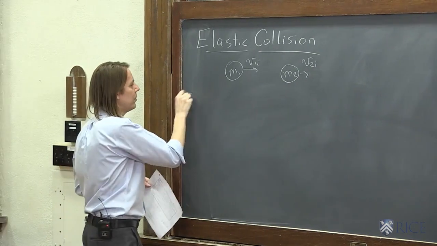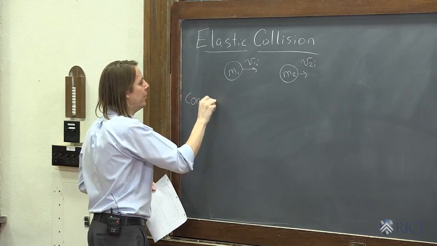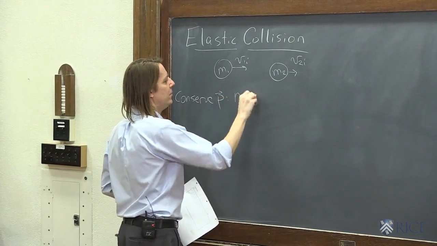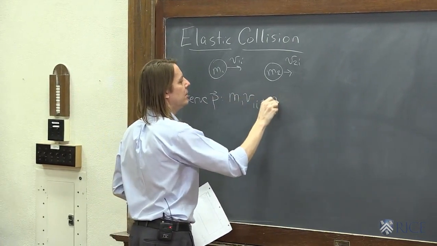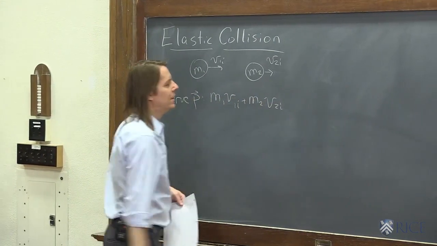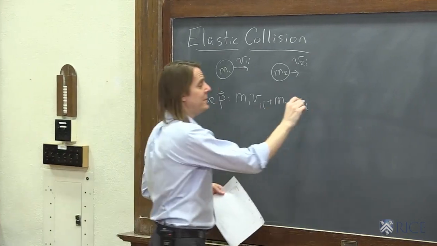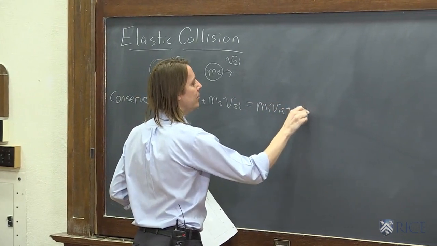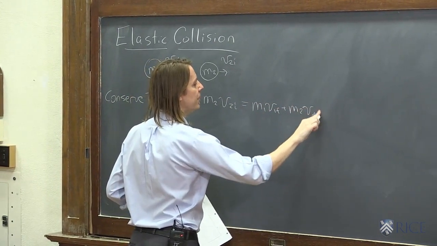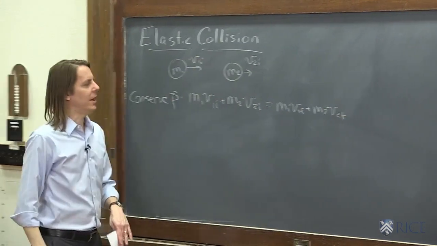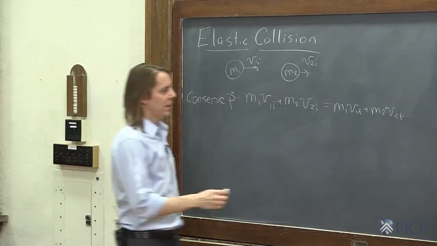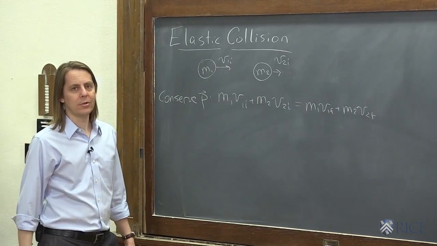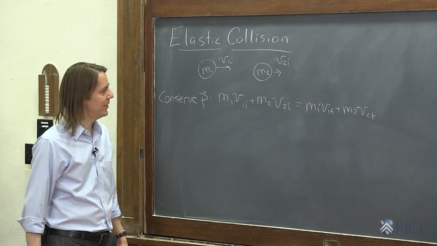We know we have to conserve momentum P. So that would mean M1 V1 initial plus M2 V2 initial. Your initial momentum must be equal to your final momentum: M1 V1 final plus M2 V2 final. Like that. So there's one equation and two unknowns we have to solve for. Nothing is sticking together here, so we don't know that those are the same or anything.